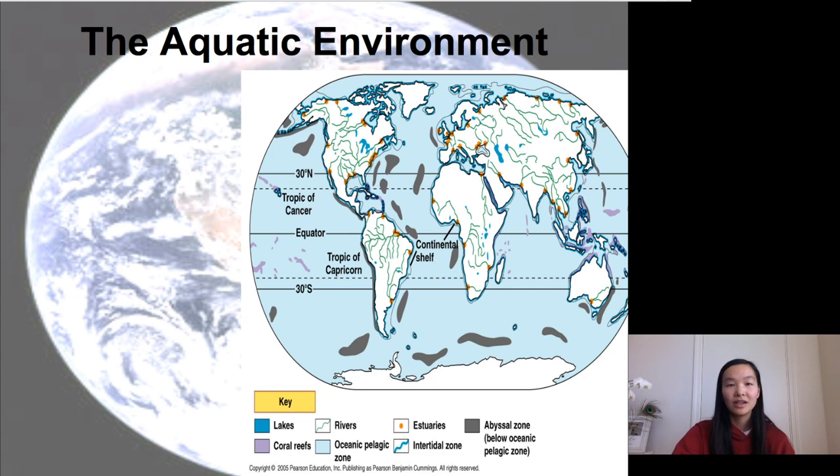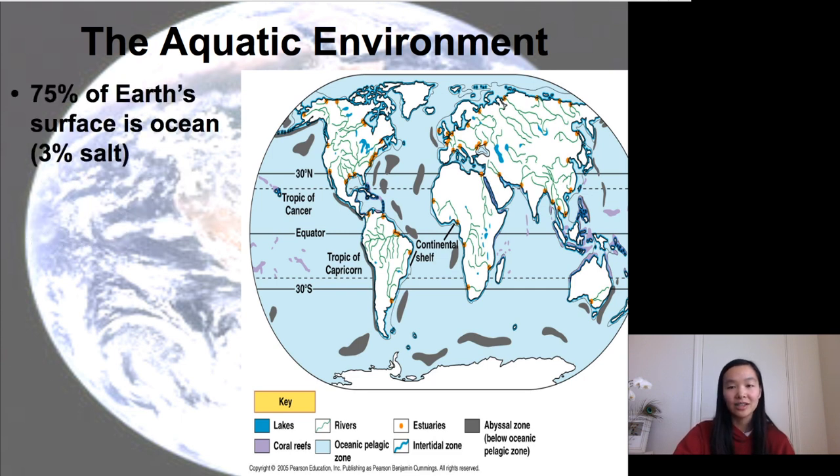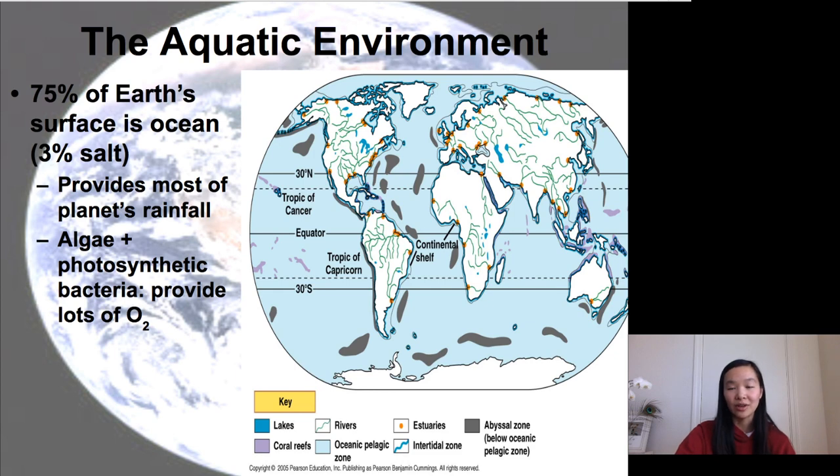Okay, so aquatic biomes, they're super important because the majority of the Earth's surface is water. 75% of the surface is ocean, and just by the sheer size of the biome, the oceans actually provide a lot of oxygen for our planet, because you have the algae and the photosynthetic bacteria in the ocean providing oxygen to us by way of photosynthesis.